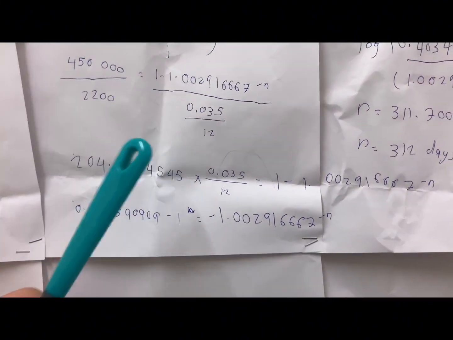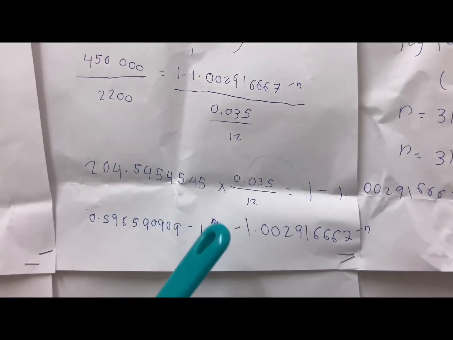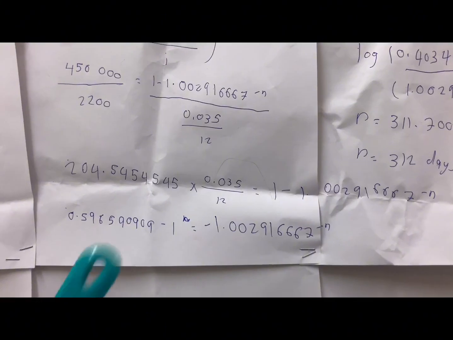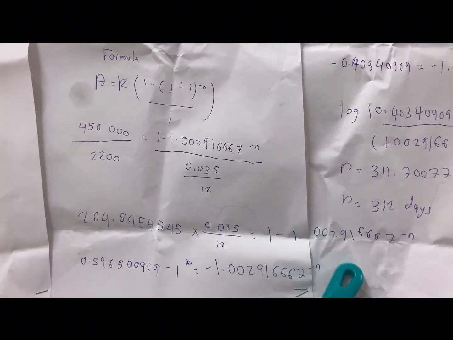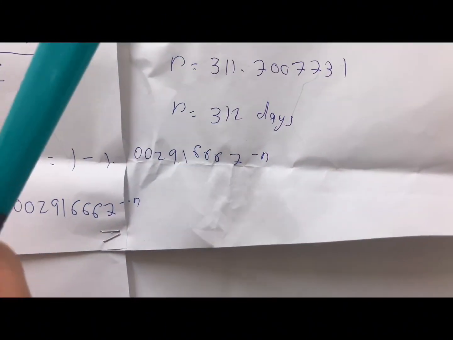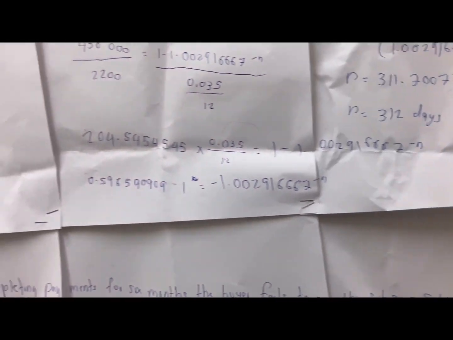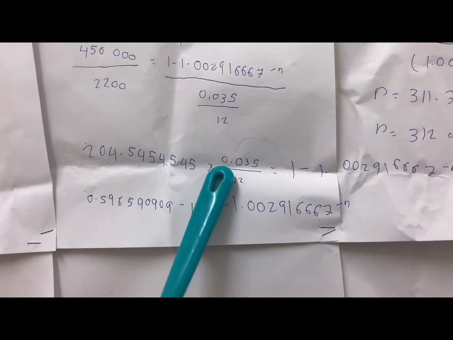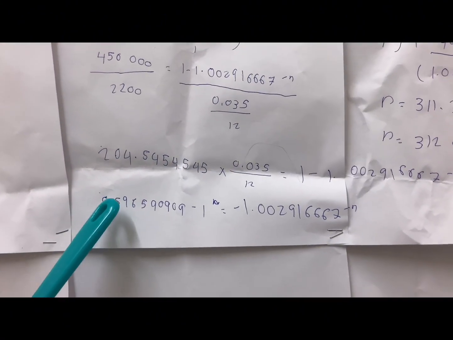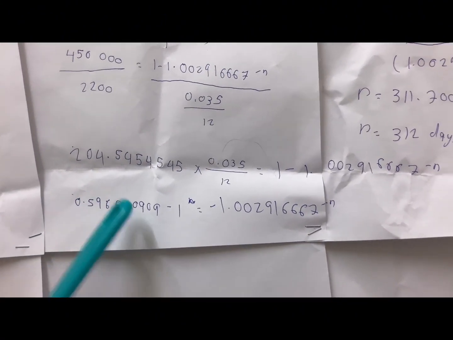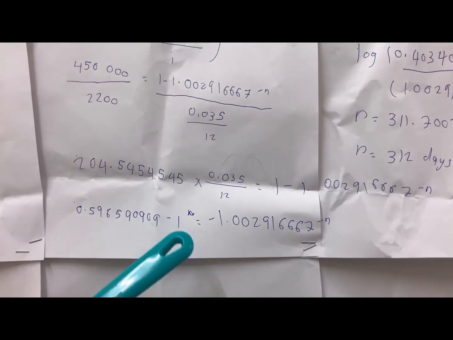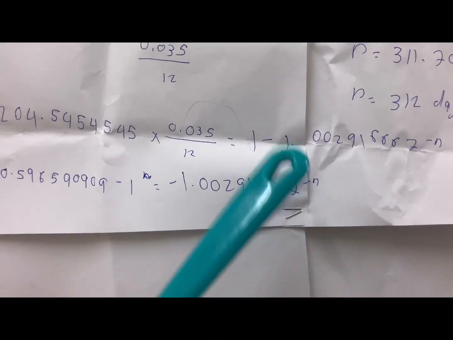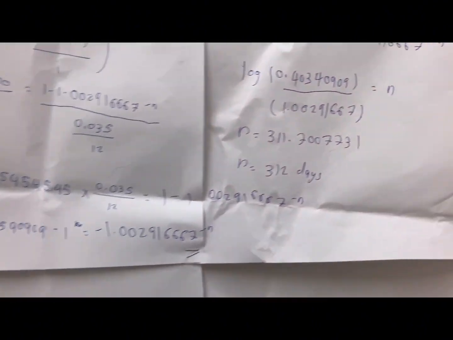times 0.035 divided by 12 equal 1 minus 1.00291667 negative N. So here after we calculate this in calculator, then we got 0.596590909 minus 1 equal to negative 0.40340909 equal to negative 1.00291667 negative N. So and then how do we solve this?